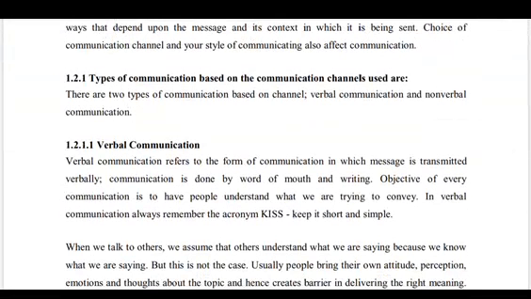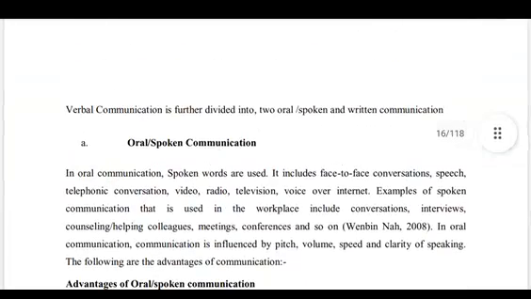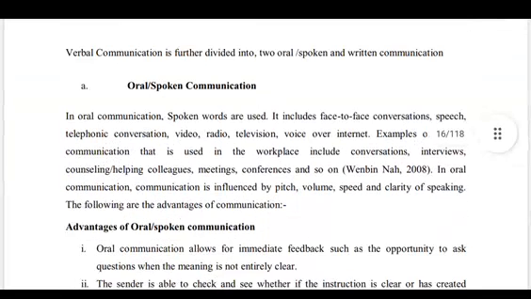That one is quite simple, whereby we can say that verbal communication refers to the form of communication in which a message is transmitted verbally, that is through word of mouth and writing. Therefore, we have also noted that it is divided into two, that is word of mouth and writing. It is subdivided into oral, that is spoken, and written communication.